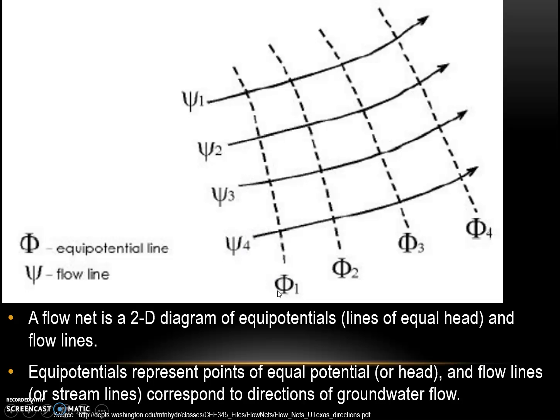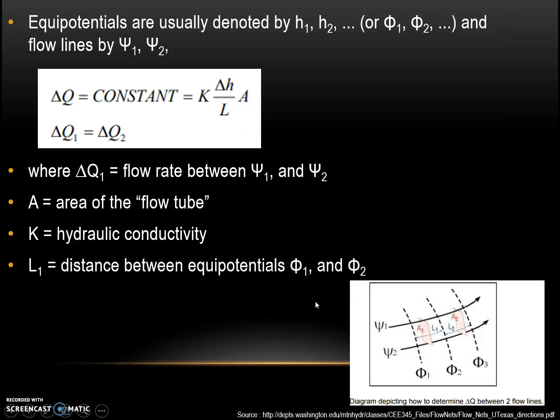Equipotentials represent points of equal potential head, and flow lines or streamlines correspond to directions of groundwater flow. Equipotentials are usually denoted by H1, H2 or phi1, phi2, and flow lines are represented by psi1, psi2, etc.